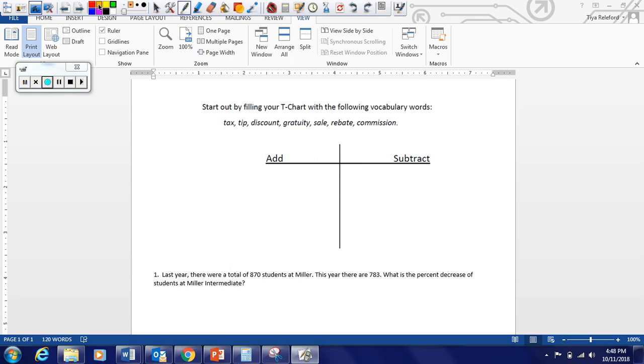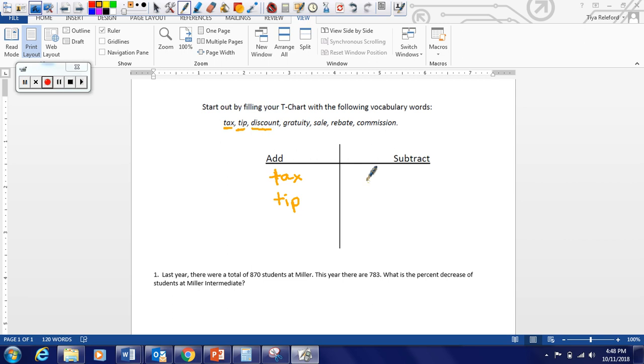Okay, just a quick review. It says start by filling out your T-chart with the following vocabulary words. Tax. That's something we add, right? That's sales tax. We also pay taxes, but that's not usually the way we use it for these problems. Tip, is that something you add or subtract? Something you add to your bill.